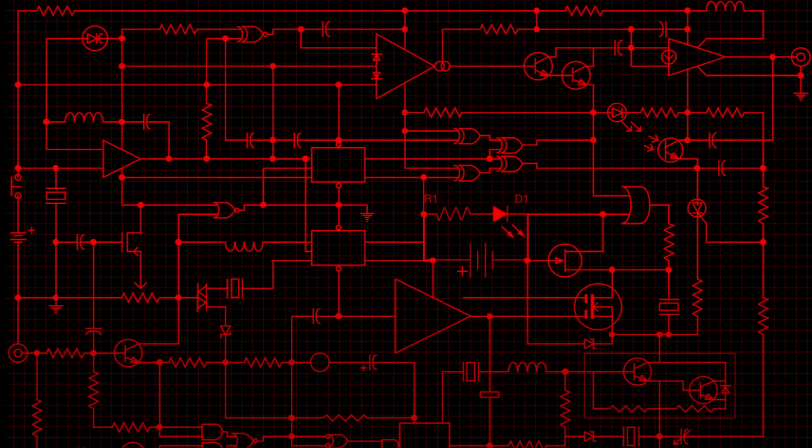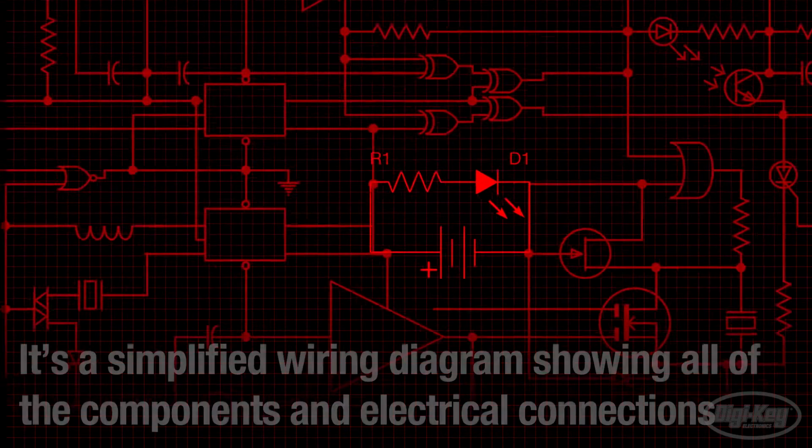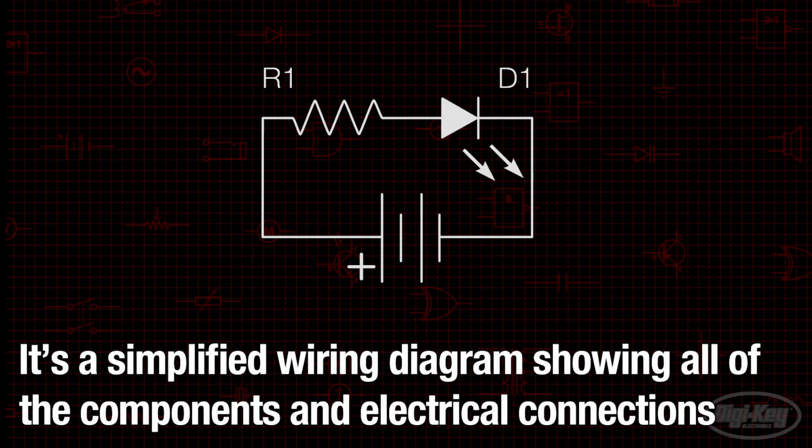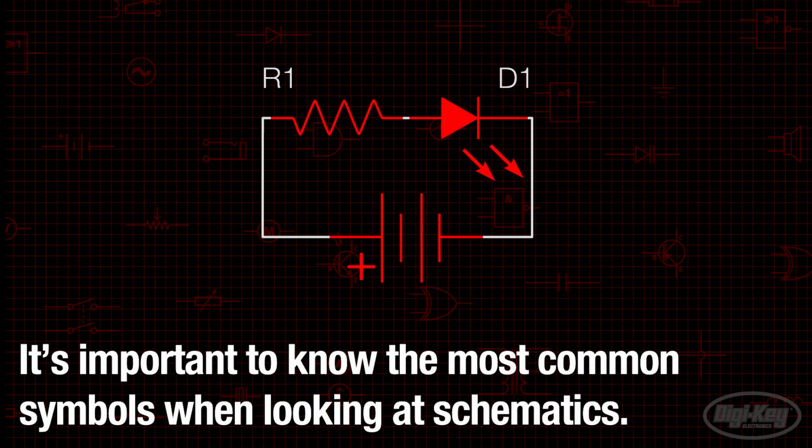Today I'm going to teach you some basic schematic symbols. First, what is a schematic? It's a simplified wiring diagram showing all of the components and electrical connections within a circuit. It's important to know the most common symbols that you will run across when looking at schematics.